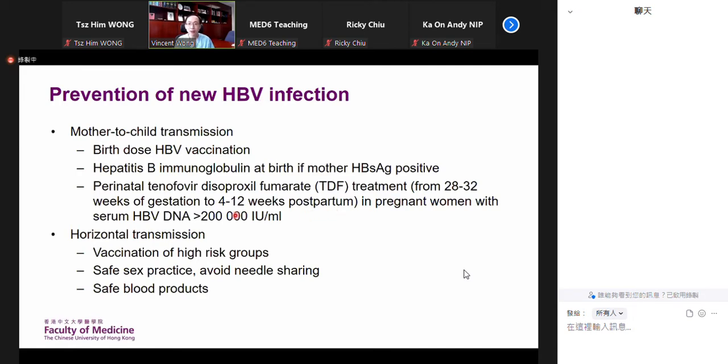How do we do that? For women with high viral load, by 28 to 32 weeks of gestation, we will start the drug, and then continue until 4 to 12 weeks after delivery.